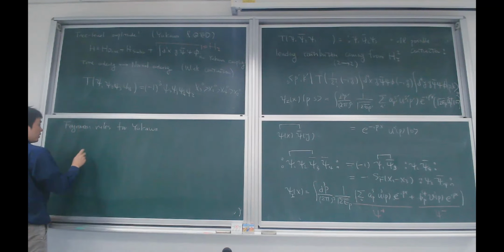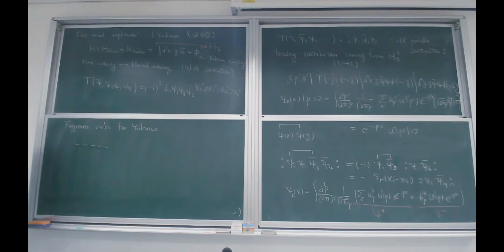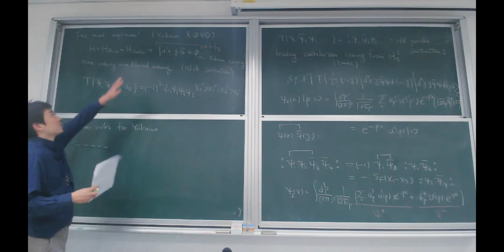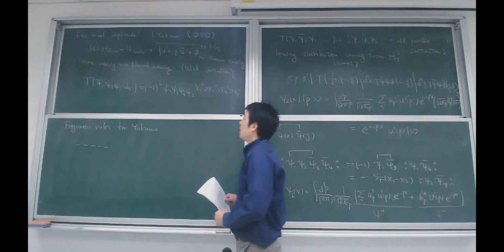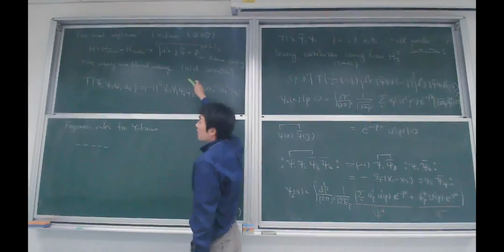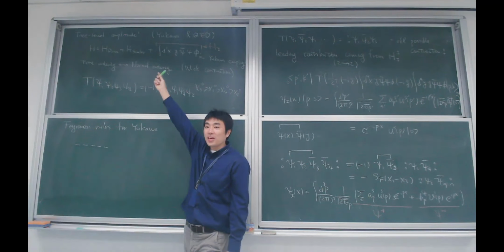So we know this. The dotted line is always a scalar. Sorry, I didn't explain that. Yukawa, in the mid-1930s, proposed this Hamiltonian, or Lagrangian, whatever you call it, for the interaction of nucleons.